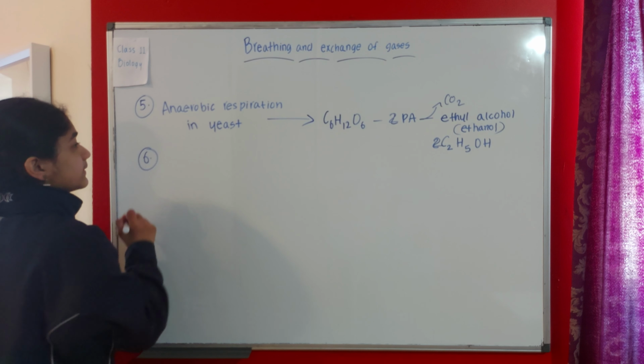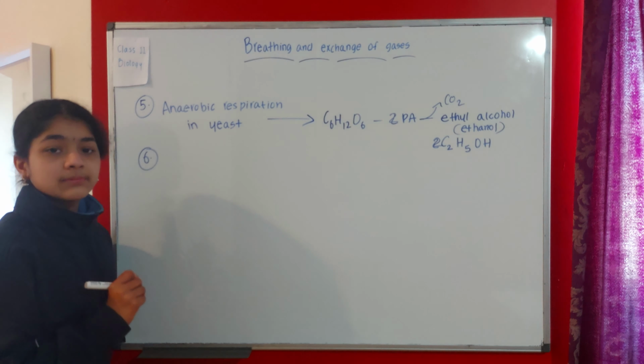Let's come to the anaerobic respiration in humans. So, anaerobic respiration and aerobic respiration in humans. Now in humans, aerobic respiration takes place, and anaerobic respiration also takes place, and that too in muscles. It takes place in muscles and red blood cells, RBCs or erythrocytes. So it takes place in muscles and RBCs.